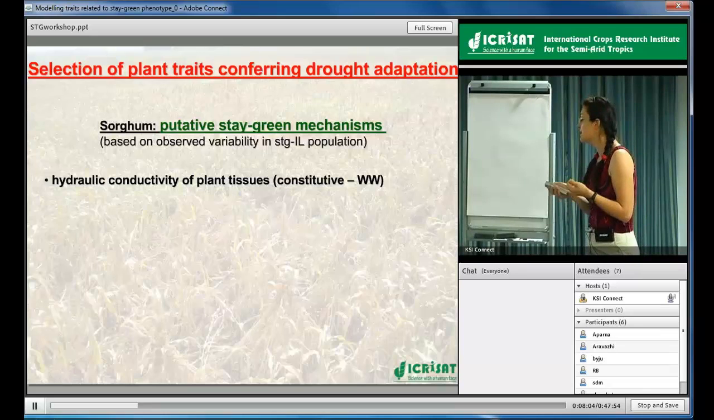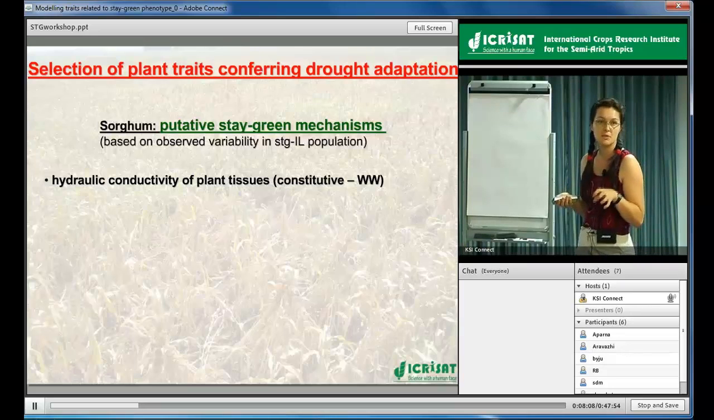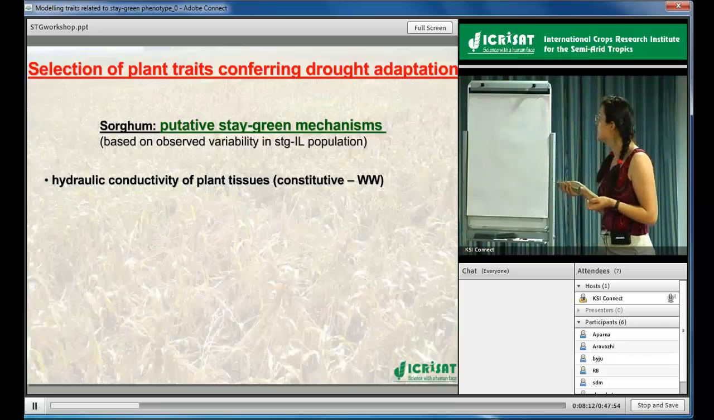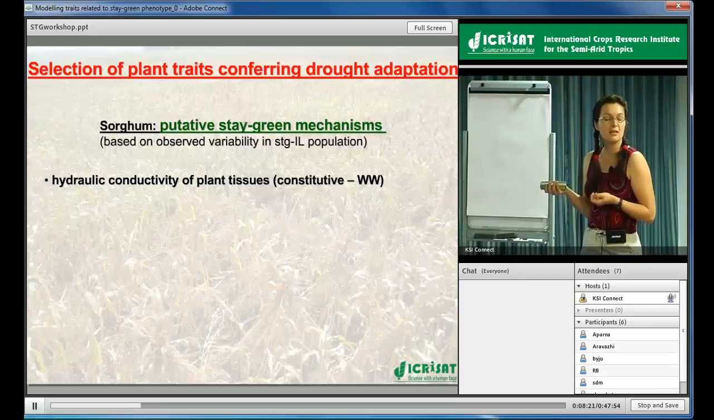But again, it is not stay green as stay green here itself. I should make sure what we mean in our presentation by stay green. So in our case, I mean the stay green phenotype is such a crop which is able to maintain its green leaf area for longer time after imposition of terminal drought.